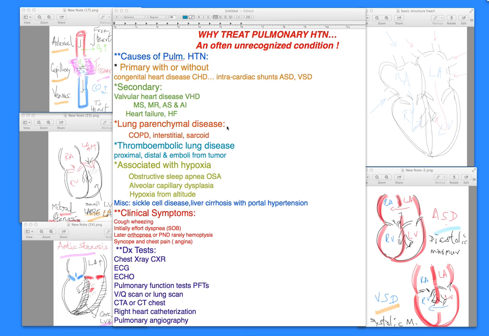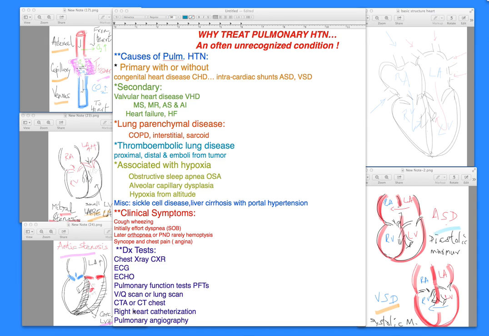So in a nutshell, pulmonary hypertension is an often unrecognized condition. The causes, as I mentioned, include lung parenchymal disease, primary causes with or without congenital heart disease, and of course thromboembolic phenomena. Clinical symptoms could be very non-specific initially, but they're all respiratory oriented. Chest pain and syncope are also present in very significant cases of pulmonary hypertension.